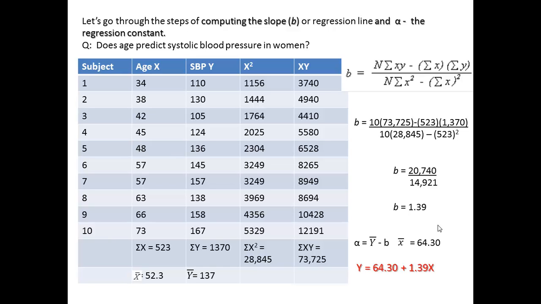Let's go through an example. Perhaps you can appreciate how this regression line or slope is calculated. We'll also see how to calculate the regression constant. We want to use age as a predictor of systolic blood pressure in women. We enter age and systolic blood pressure on 10 female subjects, and from this data we want to develop a prediction equation. We compute the slope using the equation that's presented here.